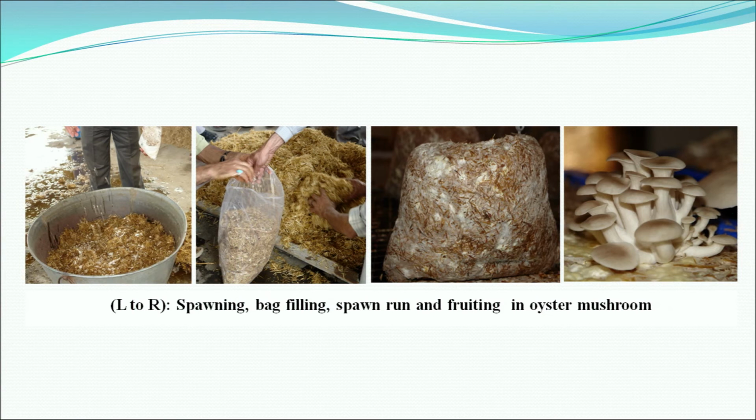Here you can see the steps. In the first step, a drum is there, we have soaked the straw, then we have to remove the straw and put it at a place where excess water can be drained out. Then we have to go for spawning, then filling in bags, and after filling in bags we have to put them at proper temperature conditions, and then again maintain good conditions and a good crop can be harvested.